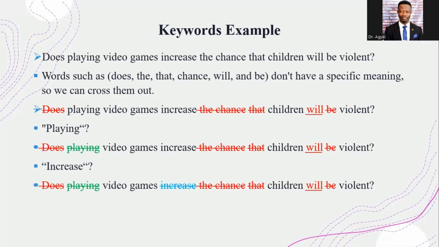Let's look at an example. Our research question is: does playing video games increase the chance that children will be violent? So if you want to get journal articles about this topic, what should we do for us to be able to get them?